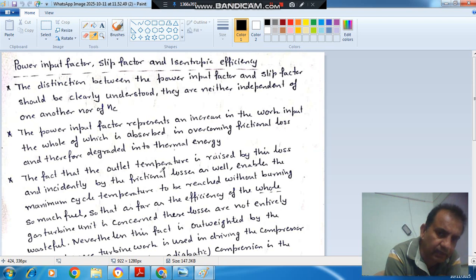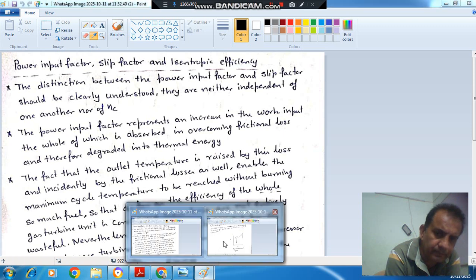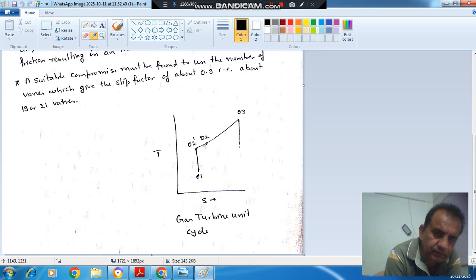The fact that the outlet temperature is raised by this loss, and incidentally by the frictional losses as well, enables the maximum cycle temperature to be reached without burning so much fuel, so that as far as efficiency of the whole gas turbine is concerned, these losses are not entirely wasted. This is the same point. As this temperature is more as compared to this temperature, we have to supply less fuel.